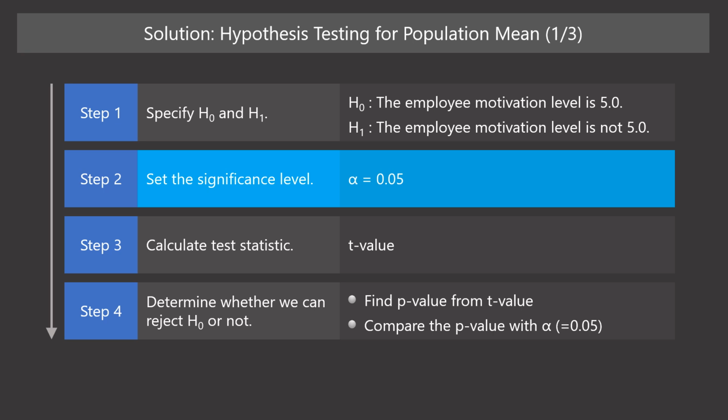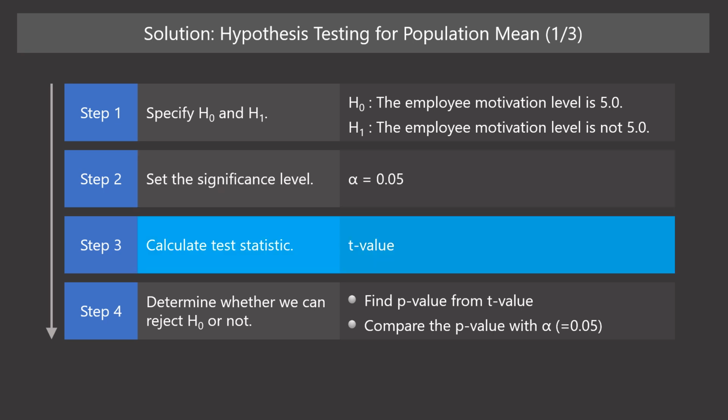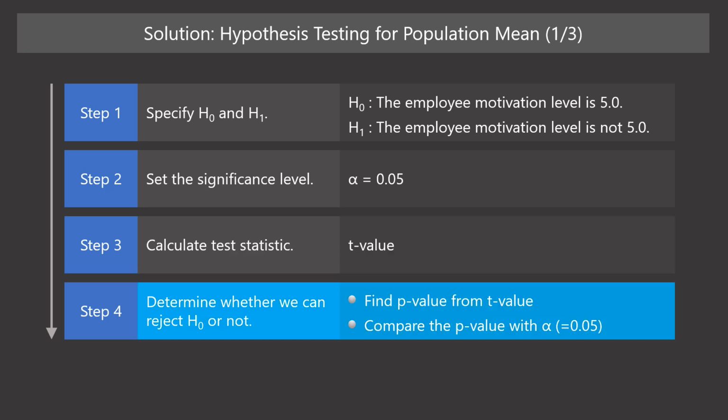Next, as the second step, let's set the significance level, alpha, to 0.05. In the third step, we calculate the test statistic. In a t-test, we need to compute t-value as the test statistic. And in the final step, we find p-value from t-value and see whether it is below the significance level, alpha.